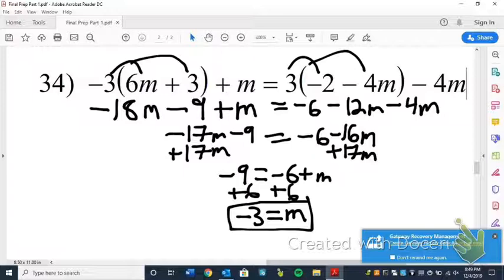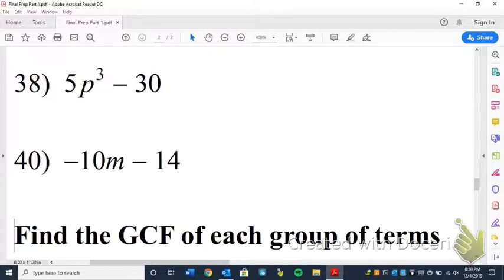And yeah, so that's how we check our work. So we're done with those. We're done with the multi-step equations. So now we're on to factoring. Now I went over factoring. We did it. That was our bell work yesterday.